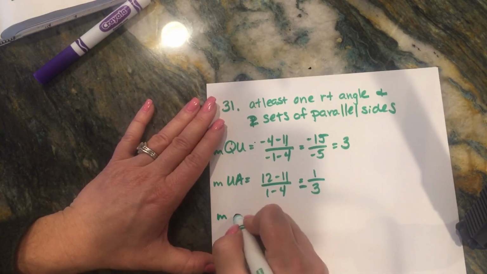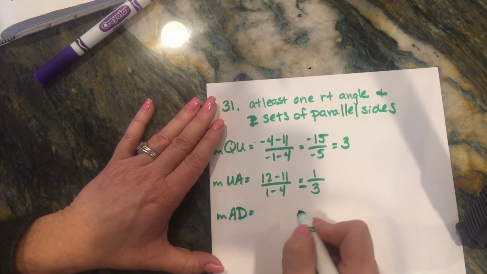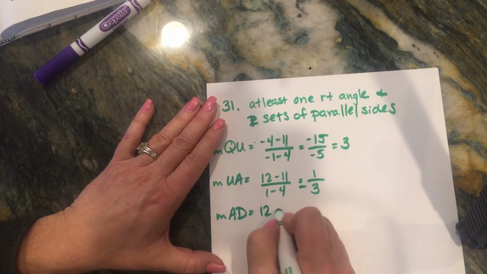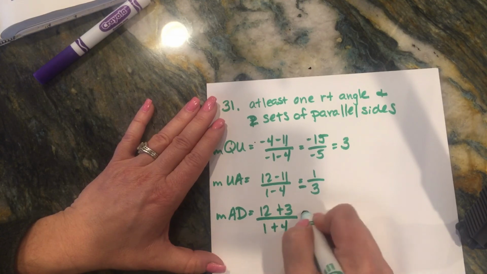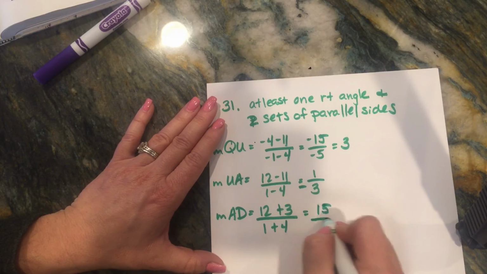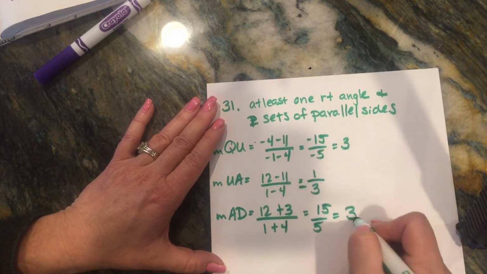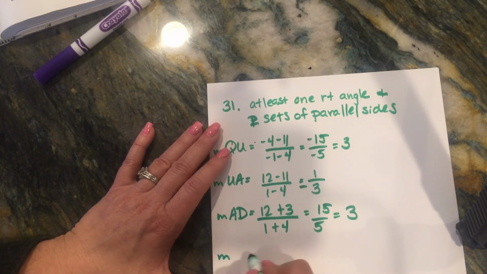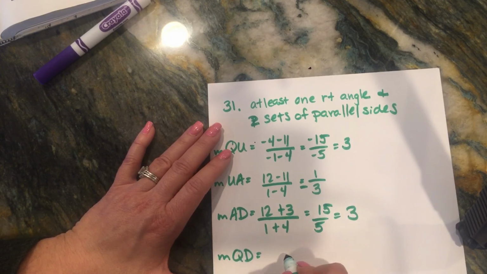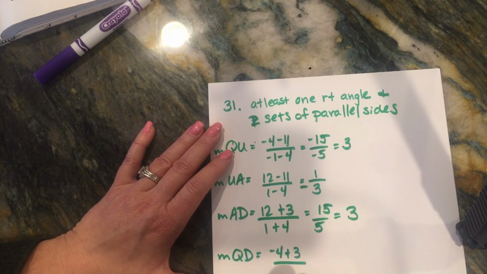And then we need the slope of AD. So that is 12 minus a negative 3 over 1 minus a negative 4. So that's 15 over 5. So, oh, there's 3. So these guys are looking parallel to me, and these guys are looking like they're perpendicular. Let's take a look at the slope of QD. Negative 4 minus a negative 3 over negative 1 minus a negative 4. So negative 1 over 3.